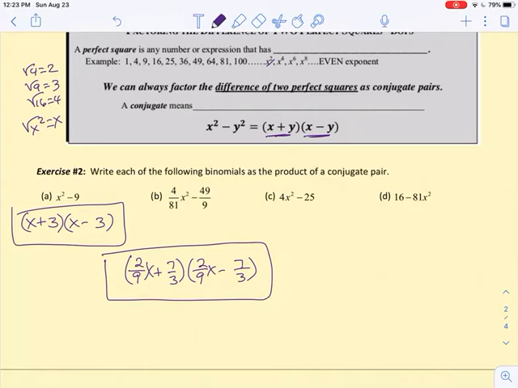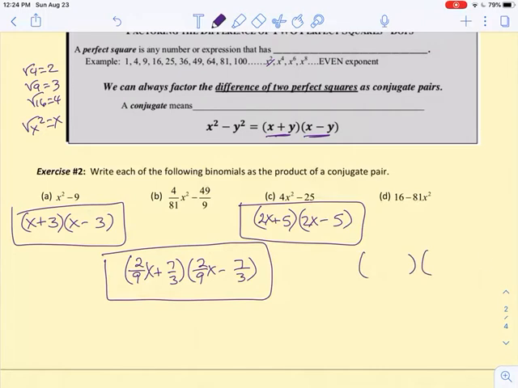That one was harder. 4x squared minus 25. Set up my two sets of parentheses because they're the difference of two perfect squares. 4x squared, 2x times 2x is 4x squared. 5 times 5 is 25. One's a plus, one's a minus. So these are called the difference of two perfect squares.